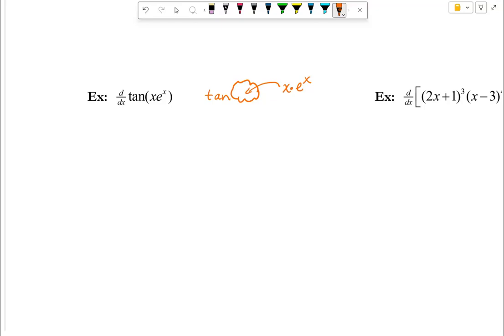So when I start this, I'm starting off using the chain rule because the outer structure of what I'm looking at is a composition of tangent in x times e to the x.